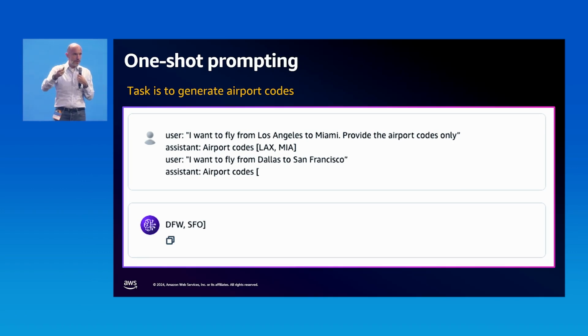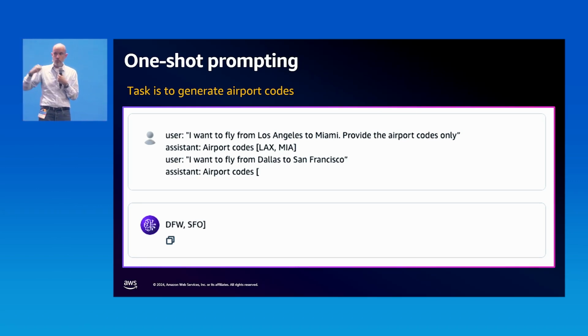And then we follow up with the actual question we want some answer for. I want to fly from Dallas to San Francisco. We start the assistant's response with airport codes and square bracket. And now the model knows exactly what we're expecting, and it completes our sentence with DFW and SFO.